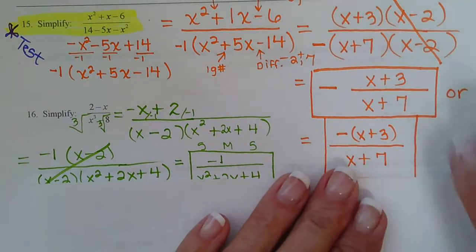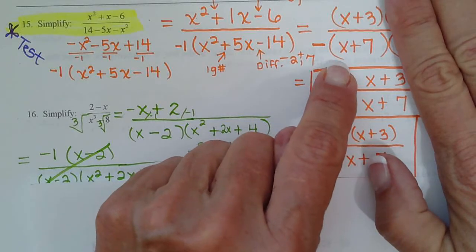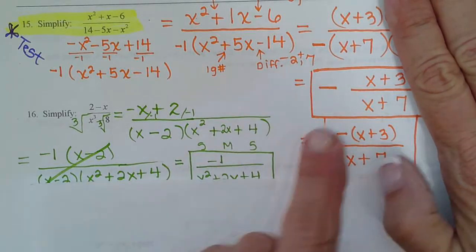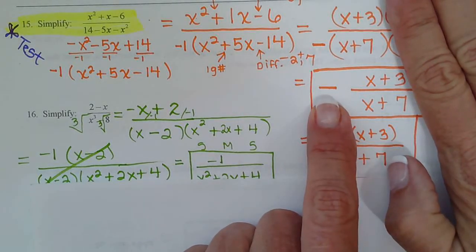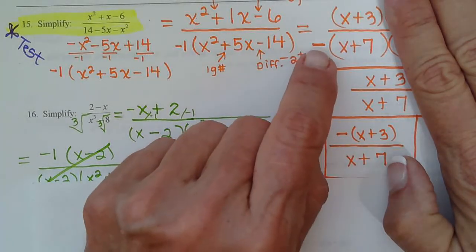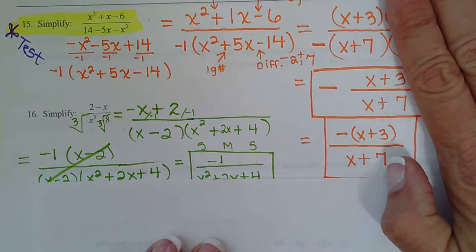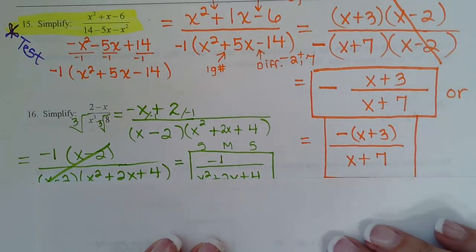Okay? So you could write your final answer like this, which is the least preferred. We don't like negatives in the denominator. Or you could write your final answer like this. Or you could write it like this. Just when the negative is with the numerator or denominator, it does have to stay in parentheses.